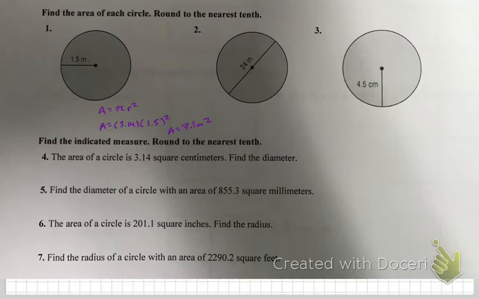Number 2, it's 24 inches, so that means our radius is 12. So area equals pi r squared. Well, we know that 12 squared is 144, so 144 times 3.14 gets us 452.2 inches squared. Okay. And then 4 through 5 are just some questions that are involving algebra.